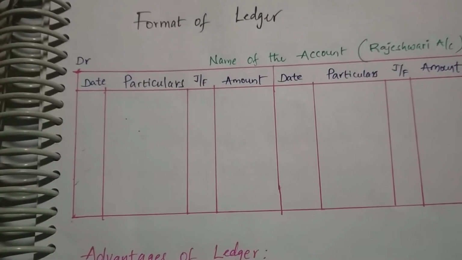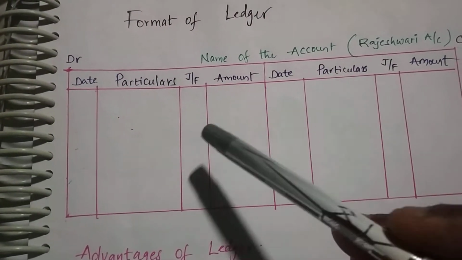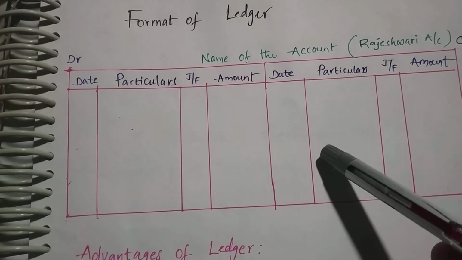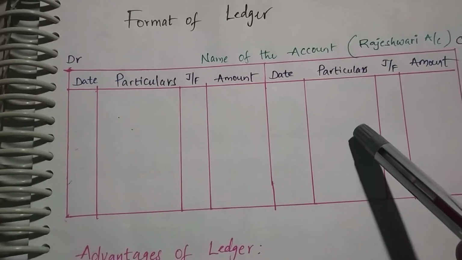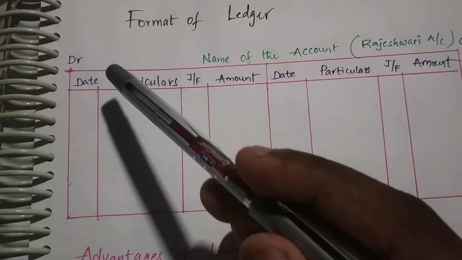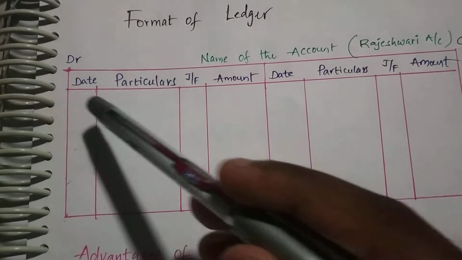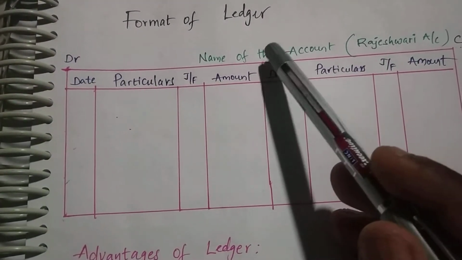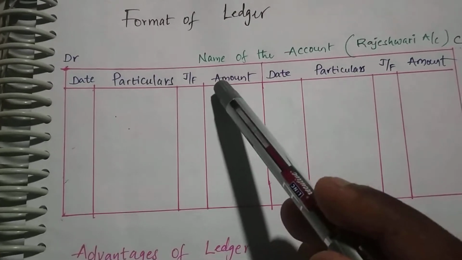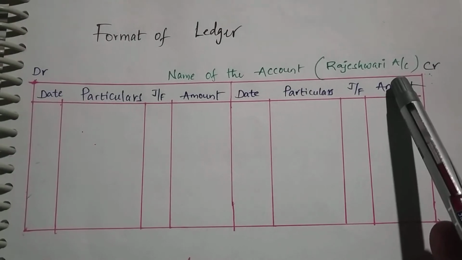Now I am going to explain the format of the ledger. Generally, the ledger has two sides: the left hand side and the right hand side. The left hand side is known as the debit side and the right side is known as the credit side. The words DR and CR are used to denote debit and credit. The name of the account is mentioned on the top, in the middle of the account. In the example, I have written Rajeshwari account in brackets.